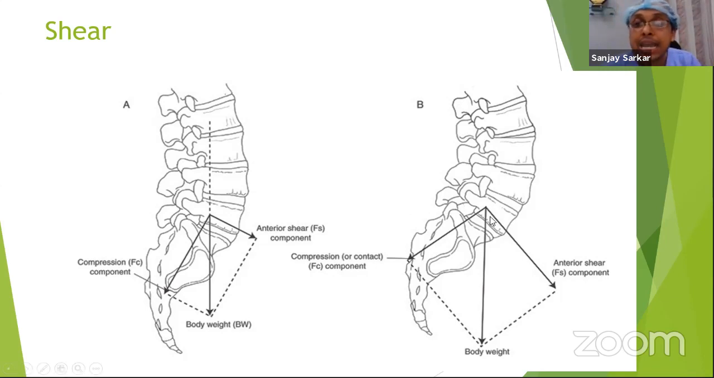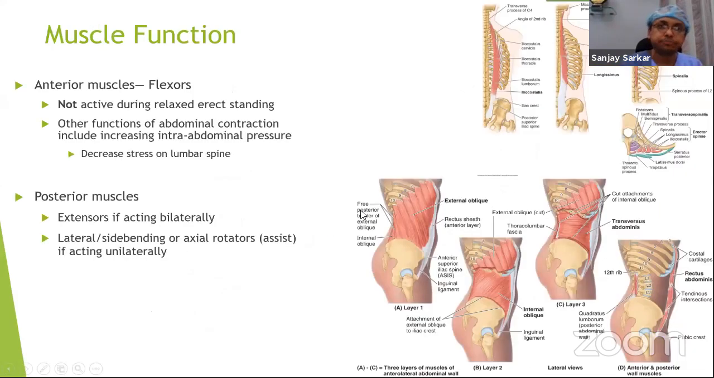And now over here, it is through the foramina. Look at that. The body weight is through the foramina and through the facets. And that's where there is failure of the back, because the anterior shear force is so high. And if the individual has a big belly, weak core muscles, and reduced intra-abdominal pressure, it will pull everything anteriorly, resulting in a failed back or low back pain.